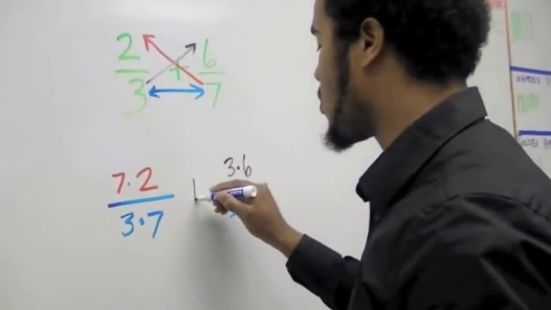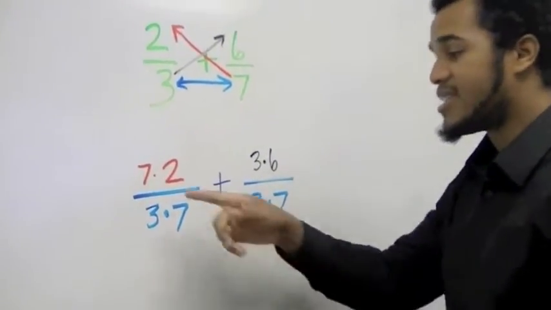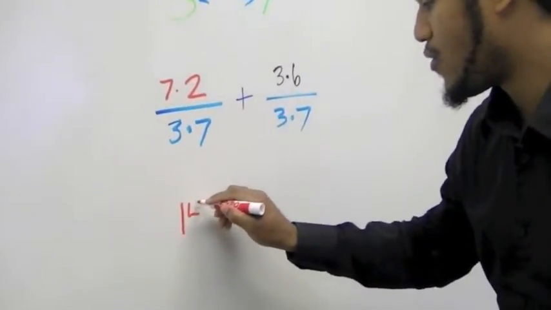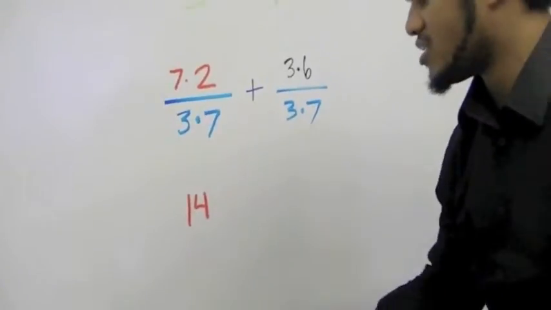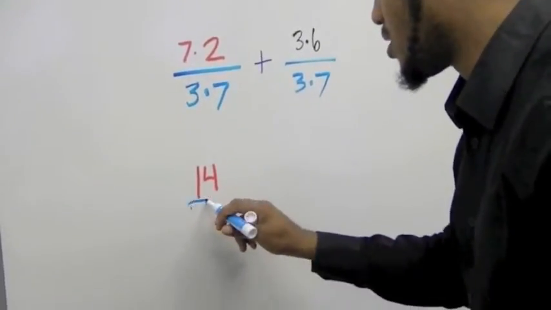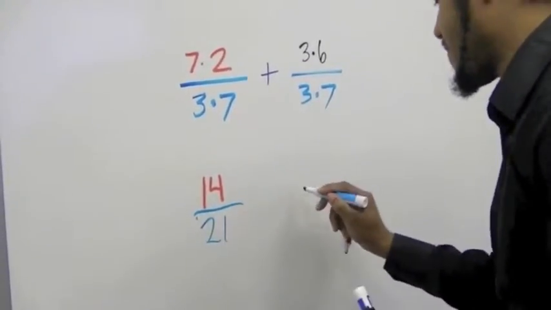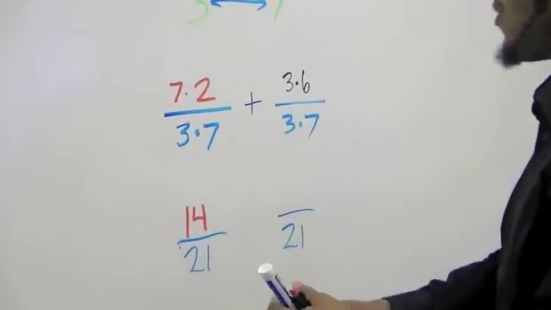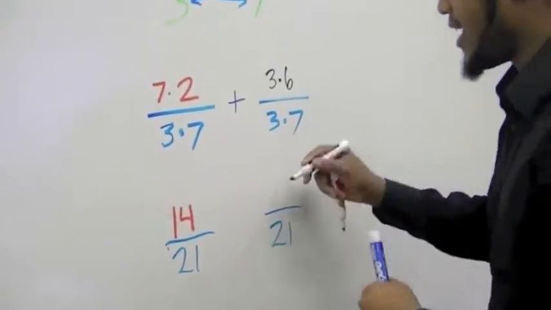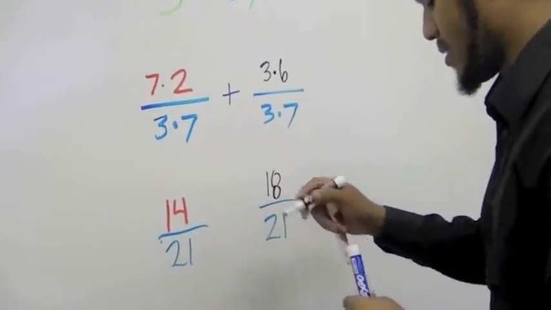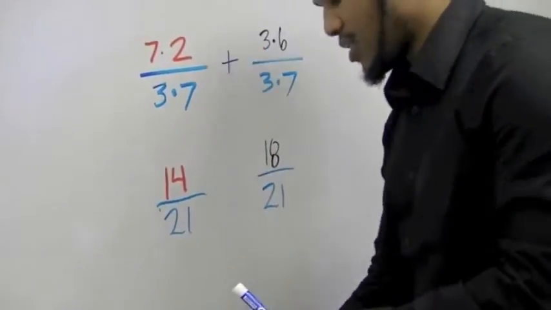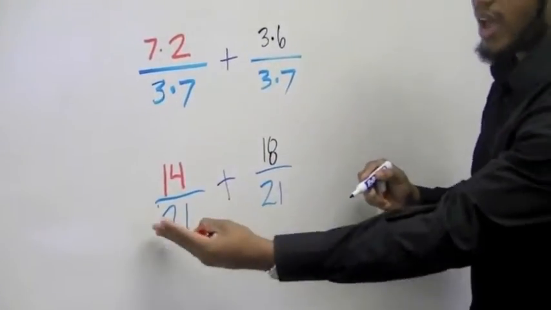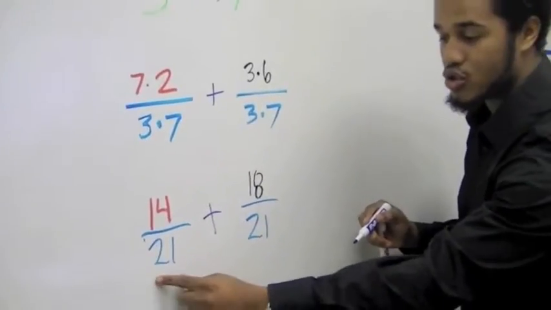So let's see what that gets us. 7 times 2 is 14, and we know that this is over 21. This is over 21 as well. And we know that 3 times 6 is 18. Okay? So now, at this moment, we have common denominators.